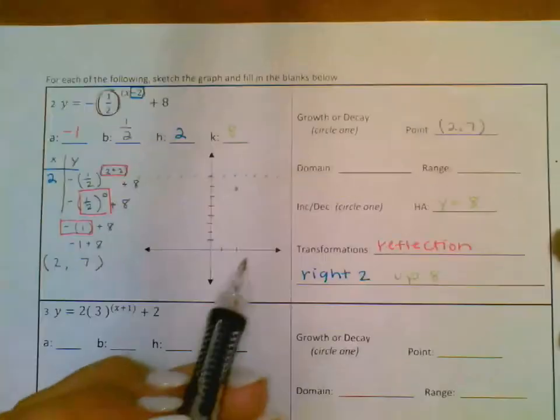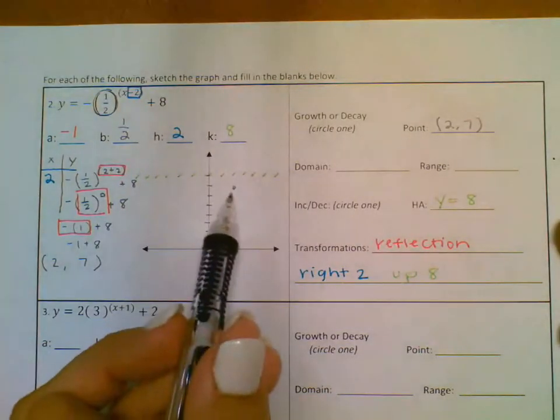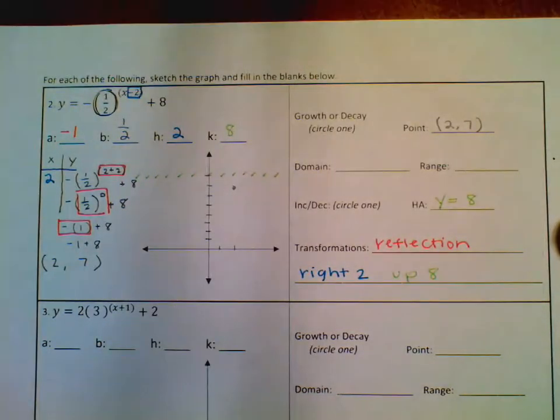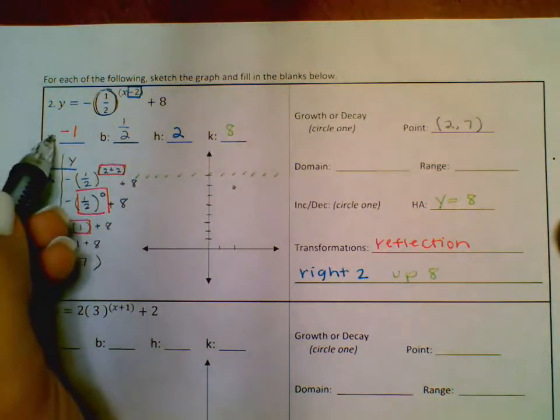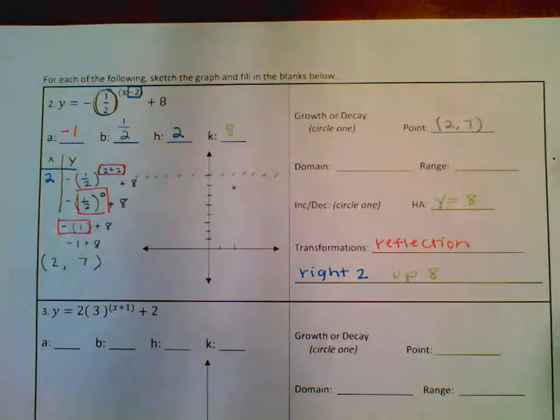You'll also notice that the point is below the asymptote. The only time the point will ever be below the asymptote is if you have a reflection, which we do here. So since it's reflected, the point is below the asymptote. If there's no reflection, the point should always be above the asymptote.